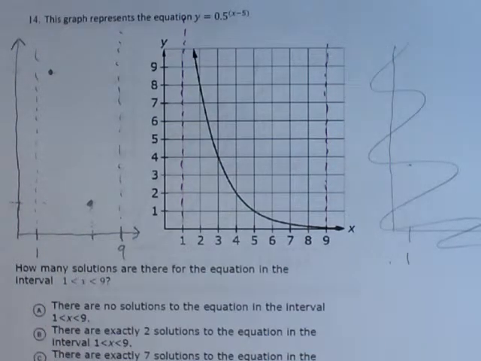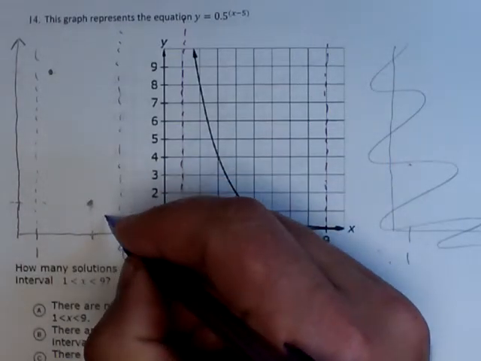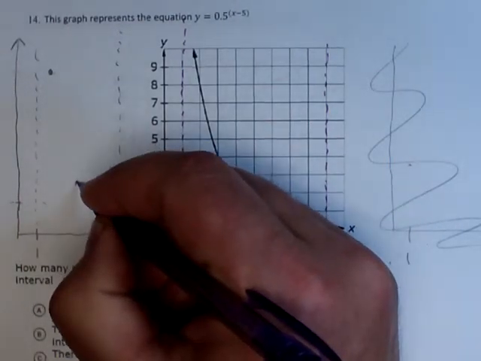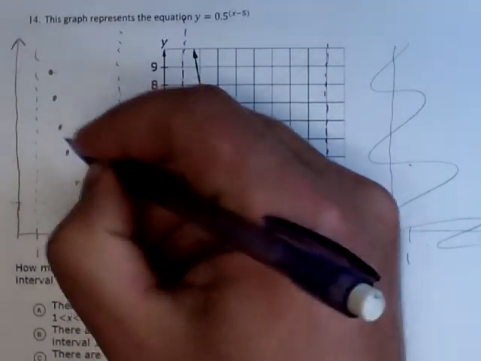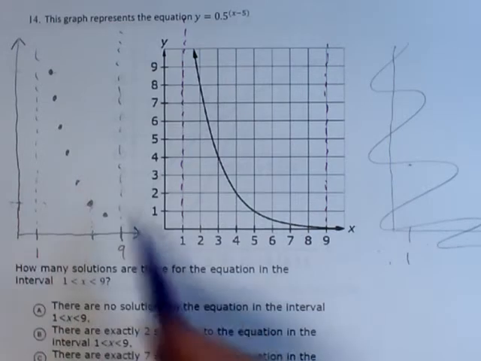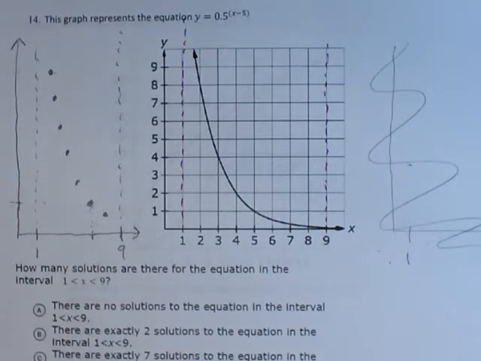There are exactly 7 solutions. 1, 2, 3, 4, 5, 6. This would be 7 solutions to the equation. Just points.